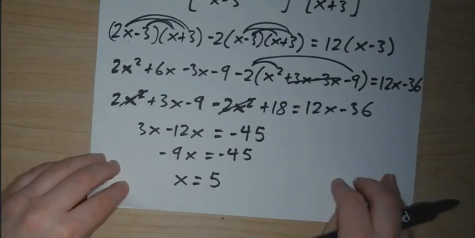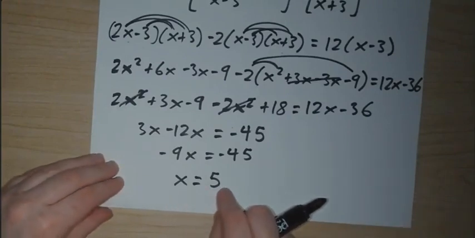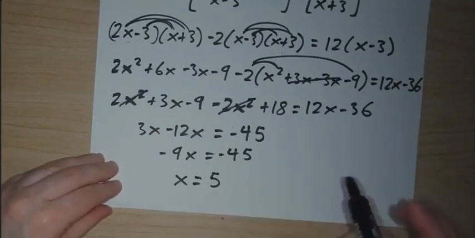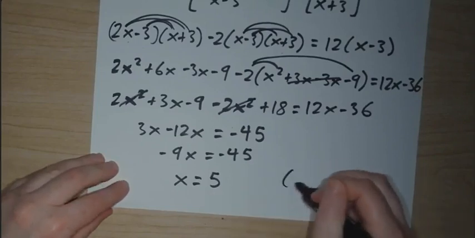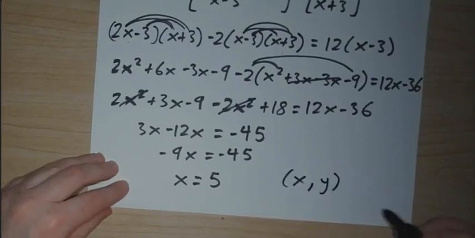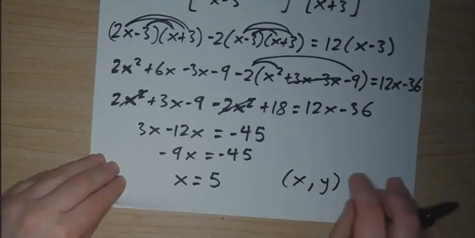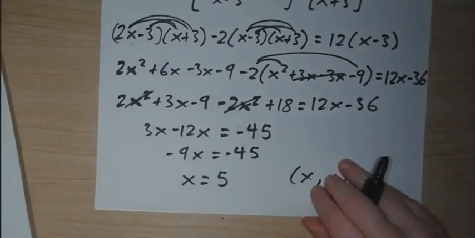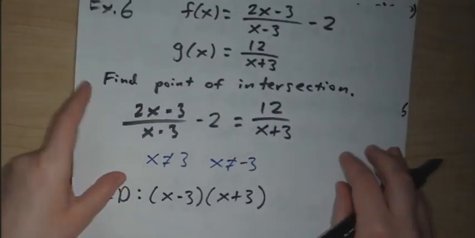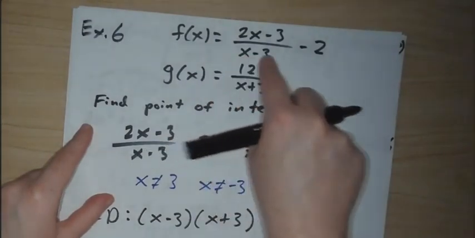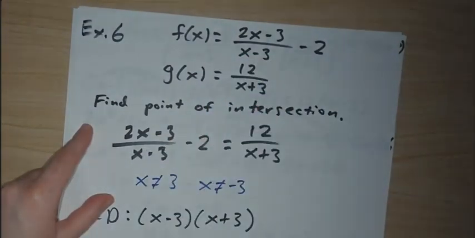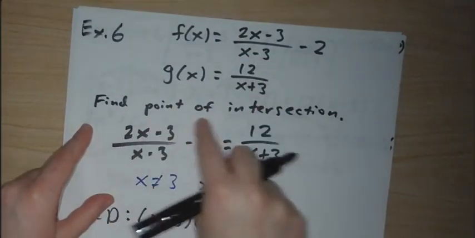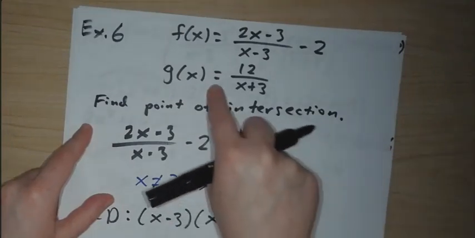Now what we're going to do next is find the actual point of intersection. Right now we just have the x value of our point, but we need to write a point of intersection in this format where we have an x value and a y value. So we need to find the y value, and so we're going to take our x equals 5 and substitute it into either f of x or g of x to find the y value. They'll be the same because it's a point of intersection. They have the same y value.